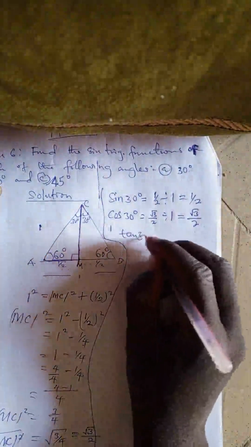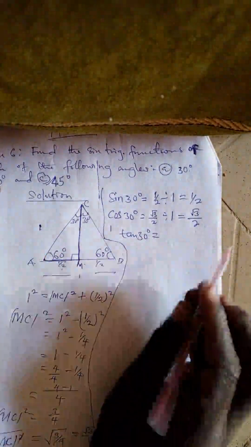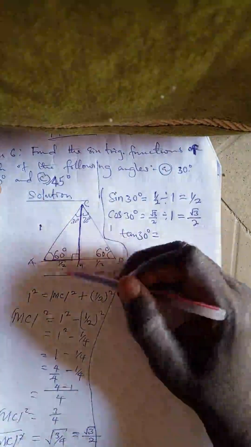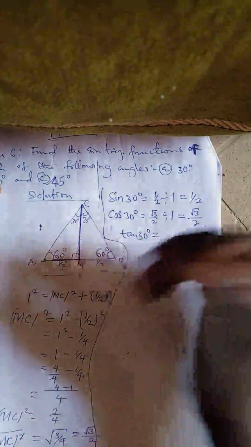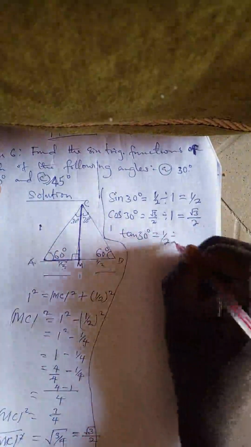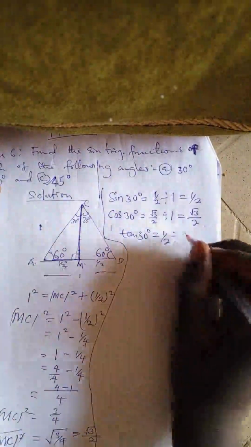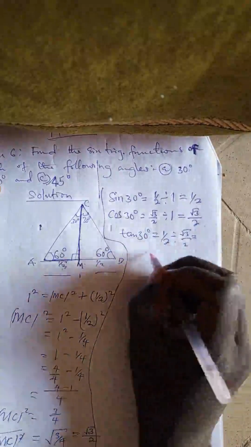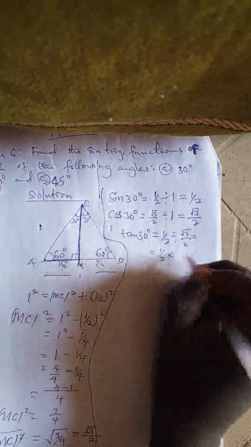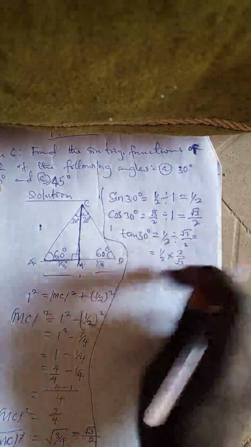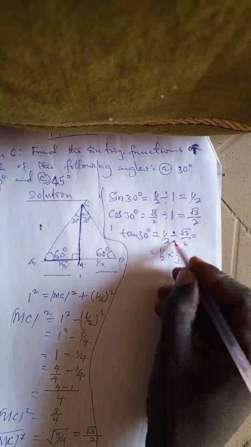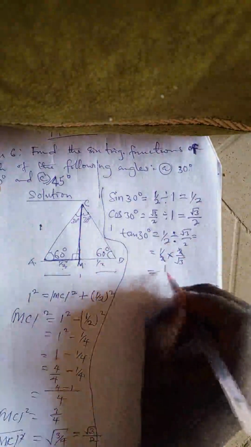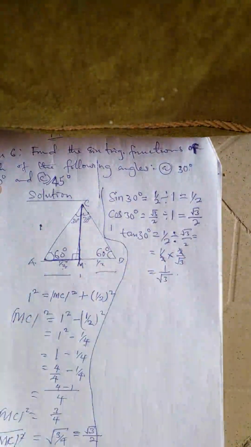Now, tan 30 degrees. I'm talking with respect to 30 degrees. So tan is opposite over adjacent. What is opposite? 1 over 2. What is adjacent? Divided by the adjacent, which is root 3 over 2, square root of 3 over 2. So this is equal to 1 over 2 times 2 over root 3, because when we change the division symbol to multiplication, we take the reciprocal. And so the 2 will cancel, and we have 1 over the square root of 3. That is equal to tan 30.